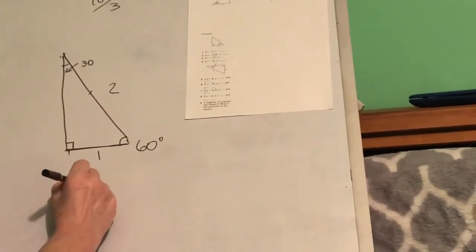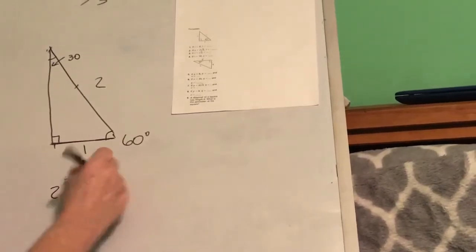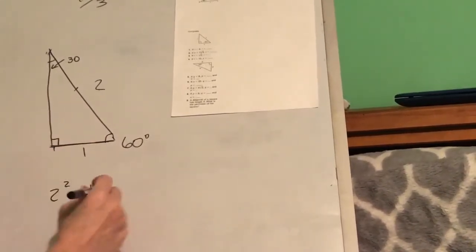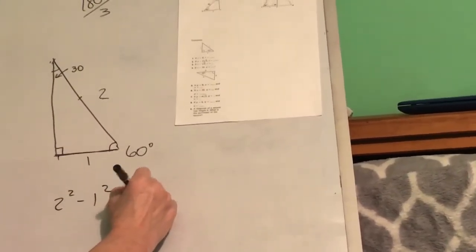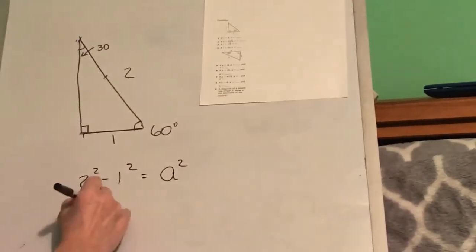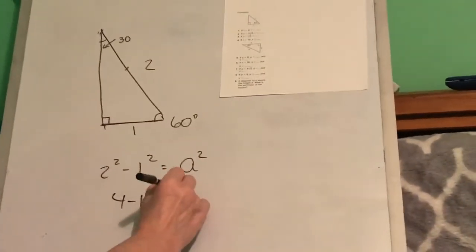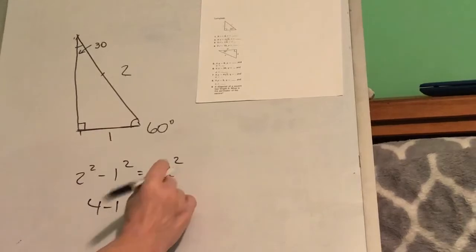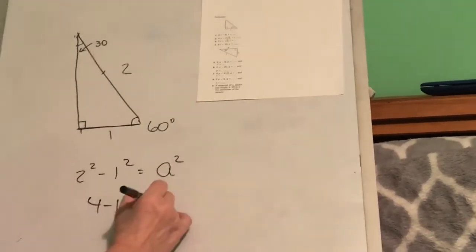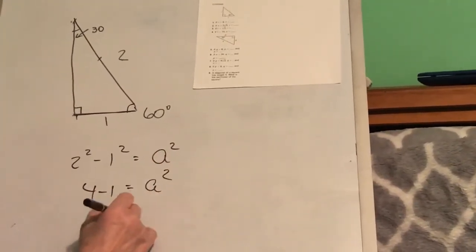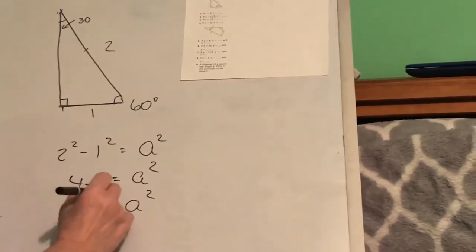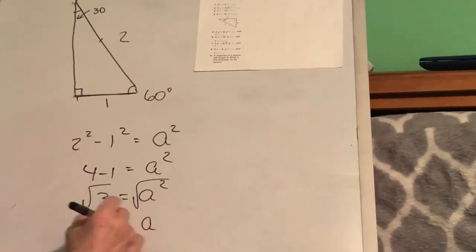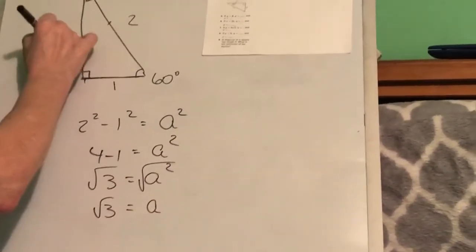Here we have c squared minus 1 squared, because we're going from the hypotenuse to find the leg, is equal to, we'll give it an a squared. So 4 minus 1 is equal to 3, is equal to a squared. My apologies. All right, so 3 is equal to a squared, and taking the square root of both sides, we find that a is the square root of 3.